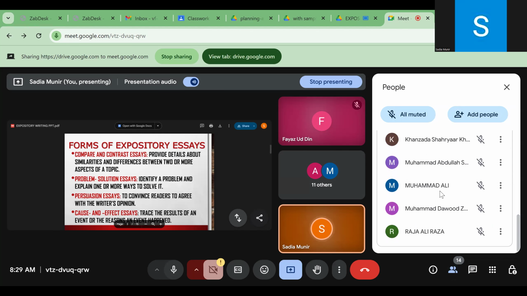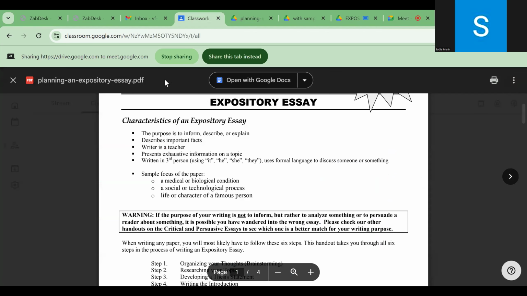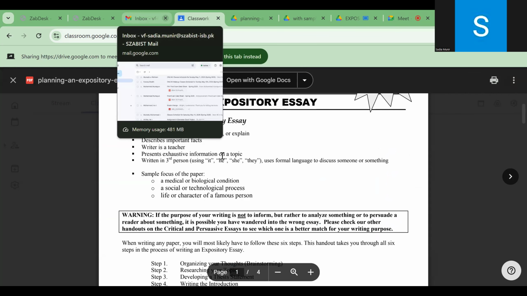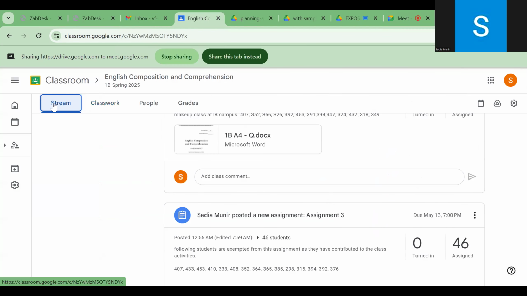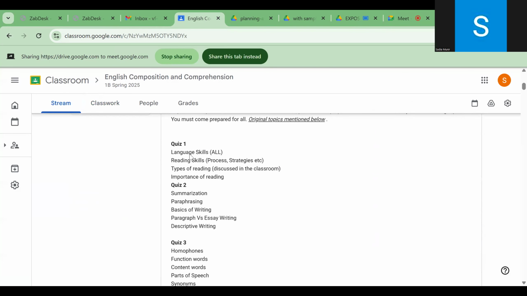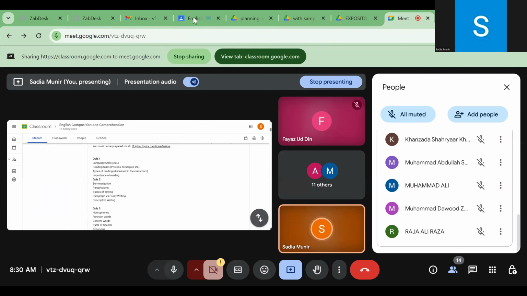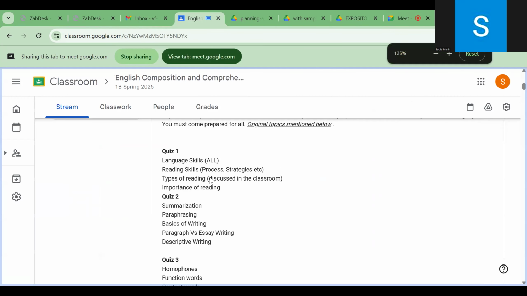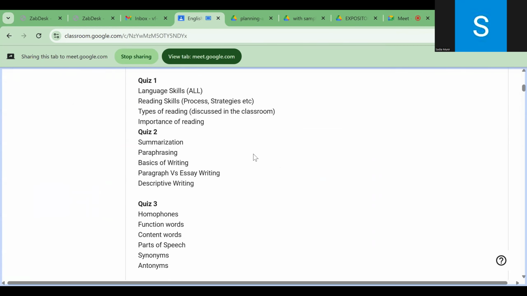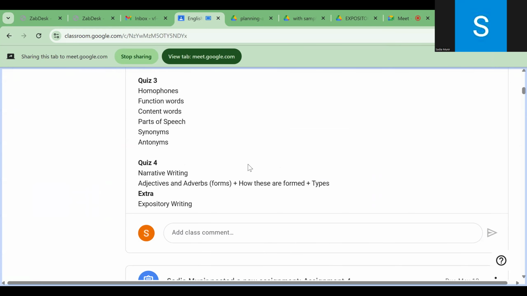So make sure that everybody knows that in the next class, which is going to be on 14th of May, you will have your improvement quizzes, right? I'm recording this class as well. I can show you the topics that might be included in your improvement quizzes. These are the topics, right? In quiz 1, we have these topics, quiz 2, quiz 3, and quiz 4.